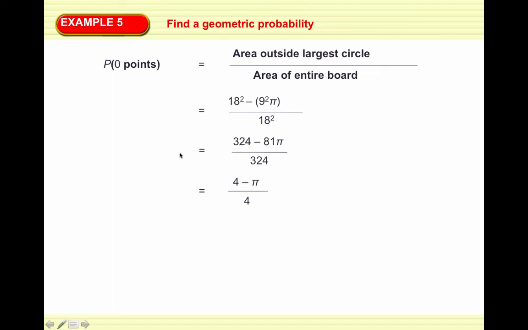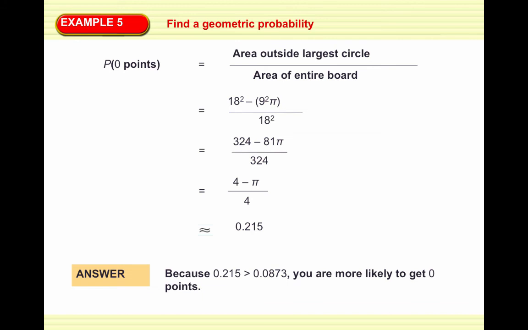We're going to put it in our calculator anyway, so you really could have done that here. And that comes out to be about 0.215. All right, so our goal was to figure out what's more likely. Because 0.215 is greater than 0.0873, you are more likely to get 0 points than 10 points.